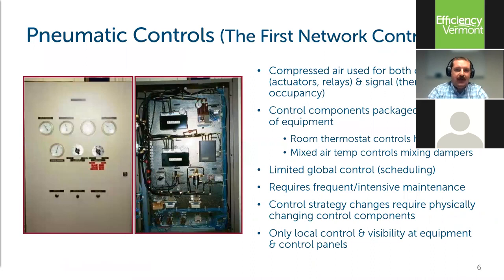So for pneumatic controls, I call this the first network controls because they had one common compressed air supply that they used to control an entire building. Typically how the system operated was it used compressed air as both the control device to drive components like actuators and relays, and it also used the compressed air as the signal. So we would use that for thermostats and controllers to control the devices.